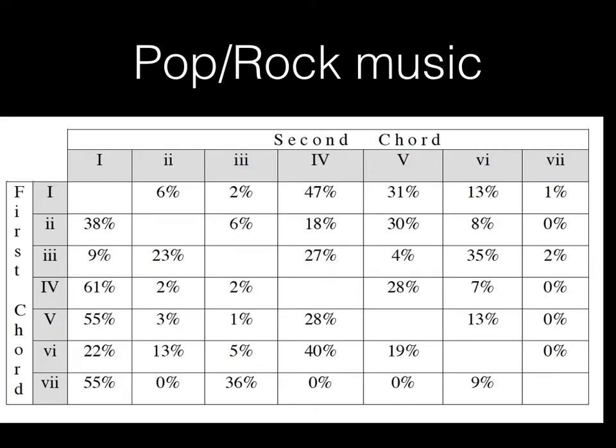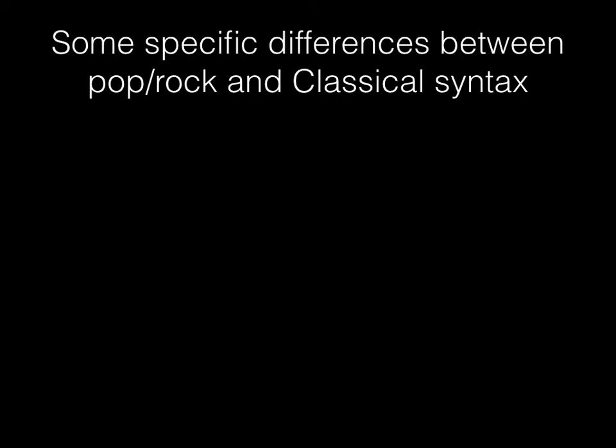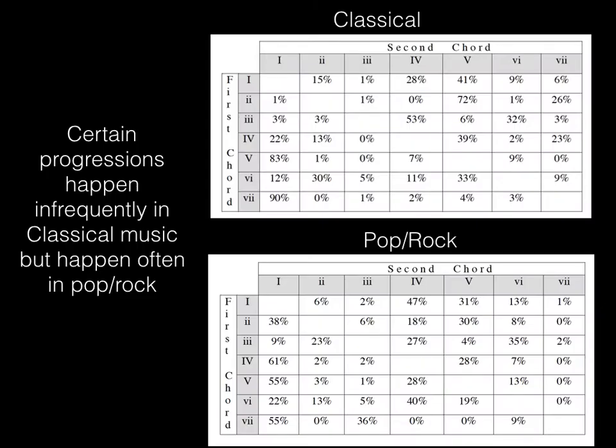We could come up with this table that shows how many times 1 chords move to every other chord and 2 chords move to every other chord in pop rock music. And we can use this to show some specific differences between pop and rock and classical syntax. So, for instance, certain progressions happen infrequently in classical music, but happen often in pop rock. So, 5 goes to 4, only 7% in classical music, but it goes to 4 28% of the time in pop and rock.